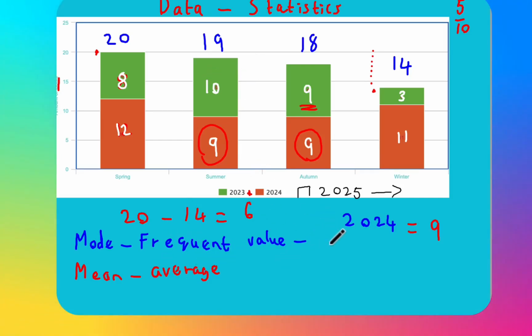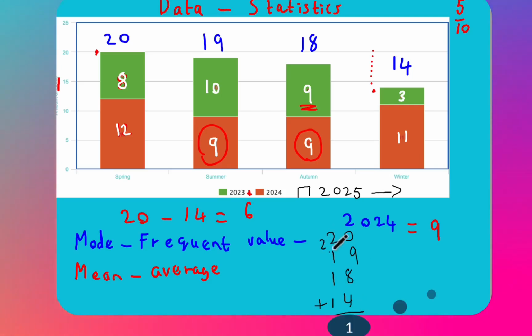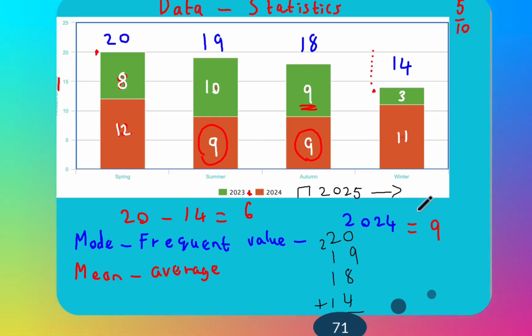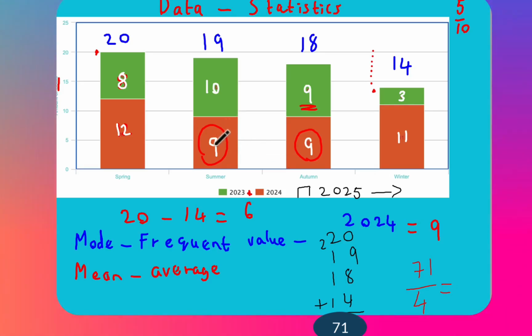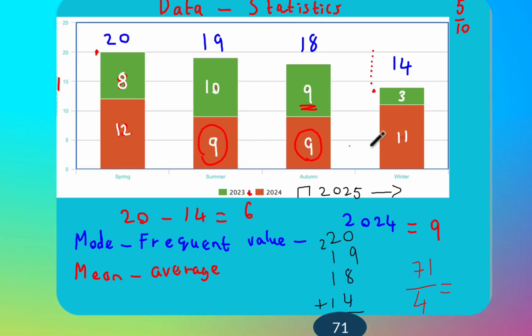So when we're finding the average, we need to add all the values together, 20 plus 19 plus 18 plus 14. So we have all our seasons added together. And now with that, we're going to add 4 plus 8 is 12 plus 9 is 21. Carry over our 2. We have 2 plus 2 is 4 plus 1 is 5, 6, 7. Our answer is 71. Now we must divide 71 by 4 because we want to find out what the average amount of goals the person can score in one of the seasons of the year.